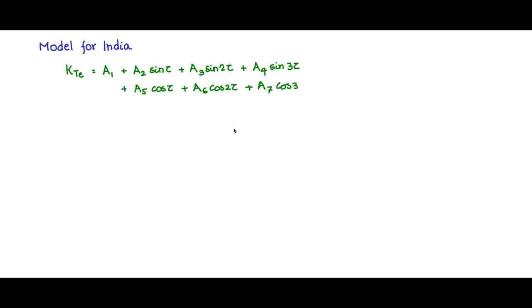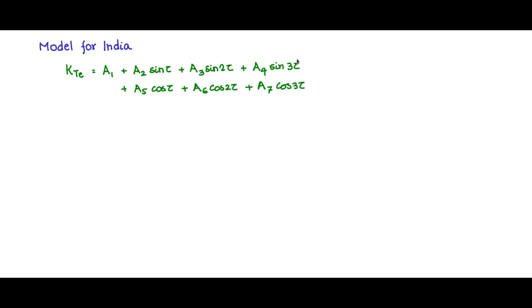Let us now discuss a curve fit model for India. It is based on measurements taken from 12 cities and towns from various parts of the country. So the model goes like this. The estimate equation is of this form: A1 plus A2 sine tau plus A3 sine 2 tau plus A4 sine 3 tau. So we go up to the third harmonic, and then we have the cos terms also: A5 cos tau, A6 cos 2 tau plus A7 cos 3 tau.